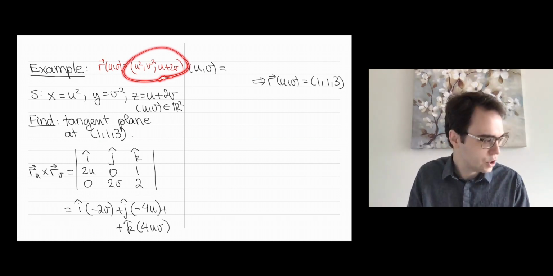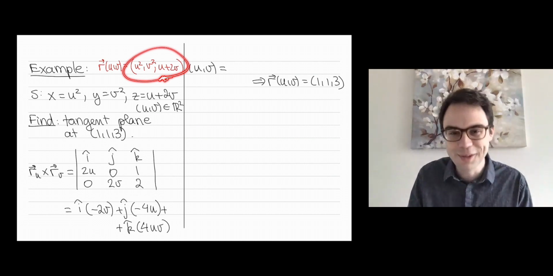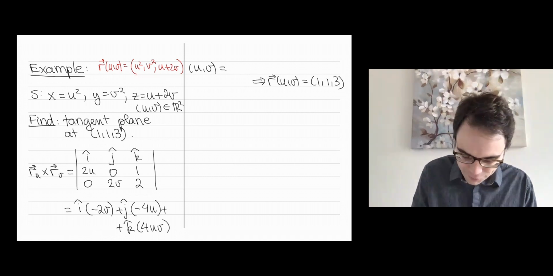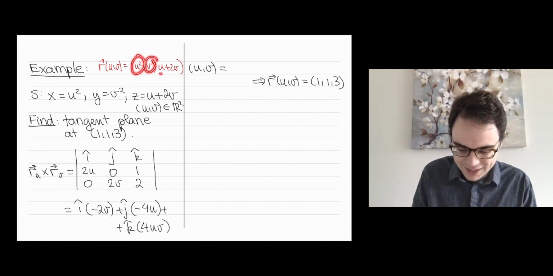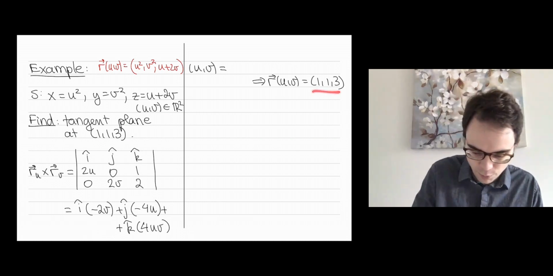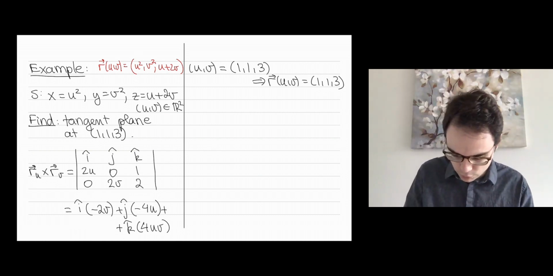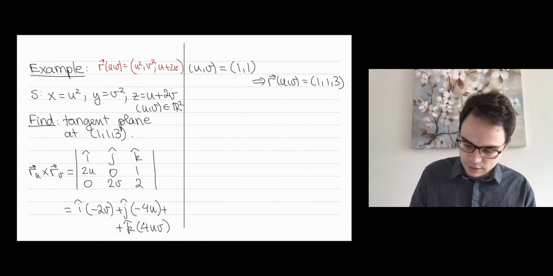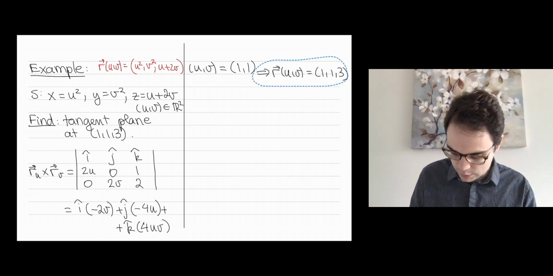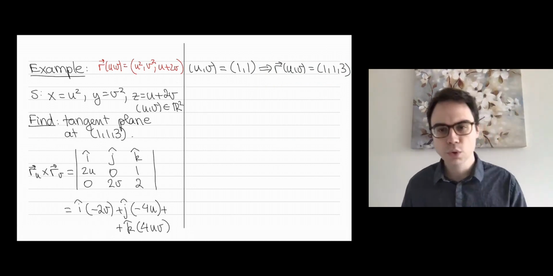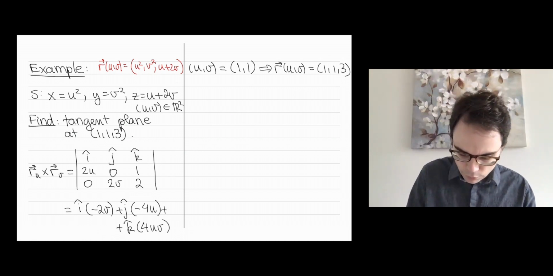Let's just guess and check. I know the answer, but let me just guess the correct answer right away. How about 1 and 1? If u and v are 1 and 1, u squared is 1, v squared is 1, and u plus 2v is 3. So that's what we want. Good. This shouldn't be too hard in practice most of the time, guessing the right thing or getting it right after 2 or 3 guesses. So we found u and v that give me that point.